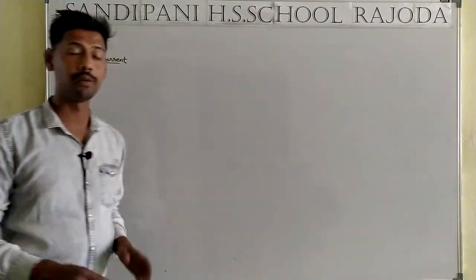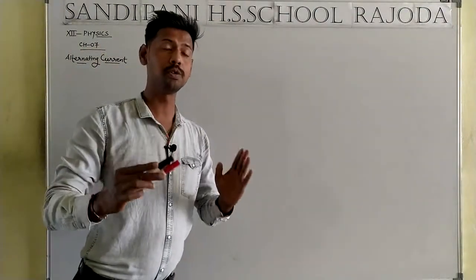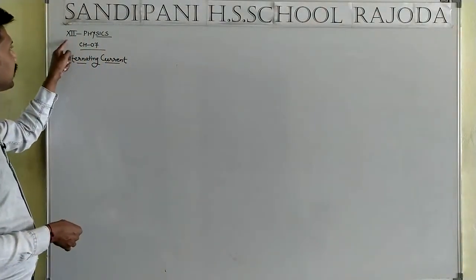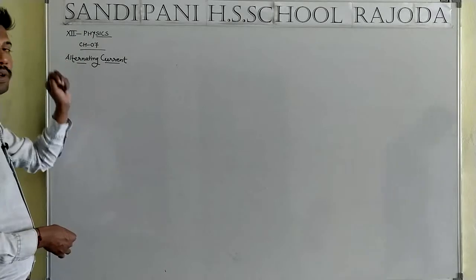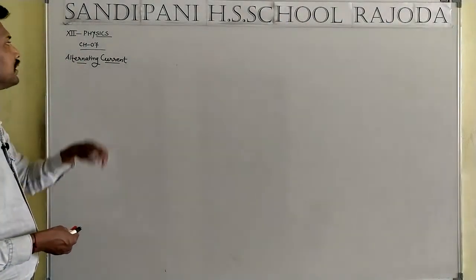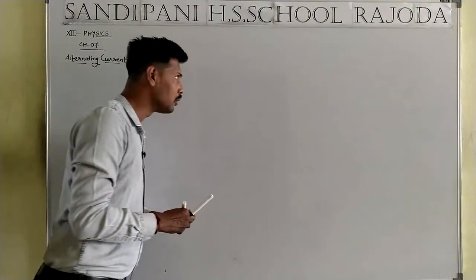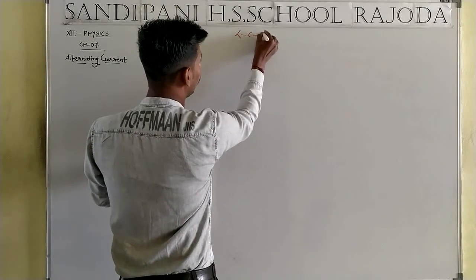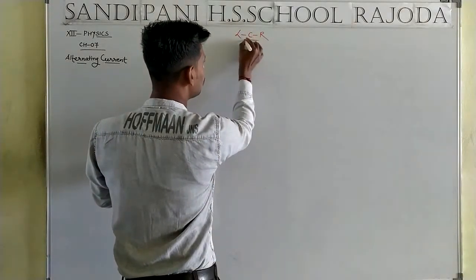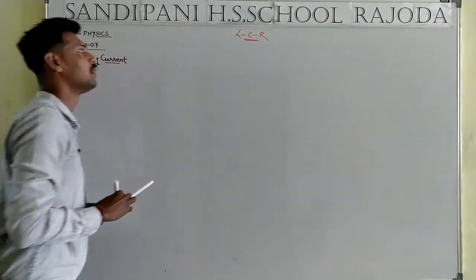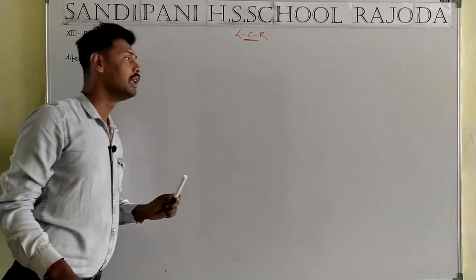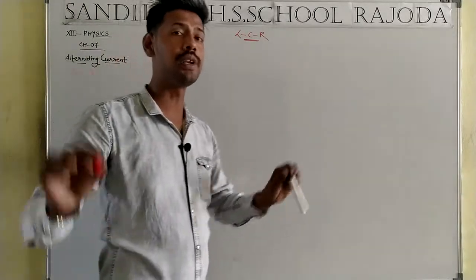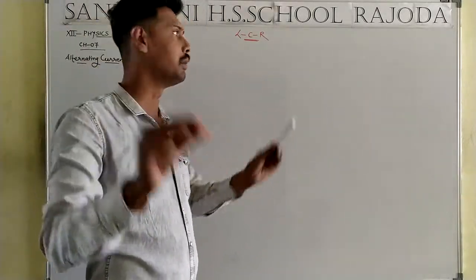Student, today I am taking one more most important topic related to chapter number 7 of class 12 physics from NCERT. The name of the chapter is alternating current, and today's topic is LCR. The most important derivation of this chapter, LCR and LC, two circuits, most important.